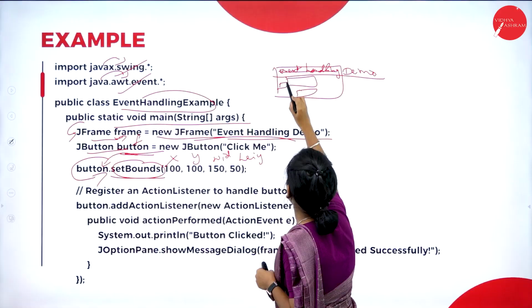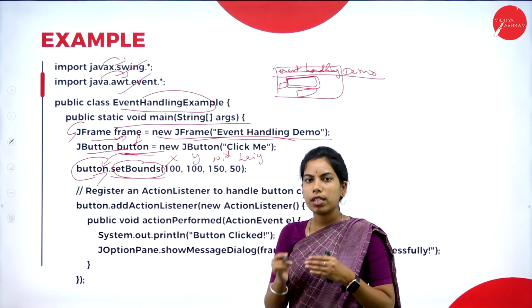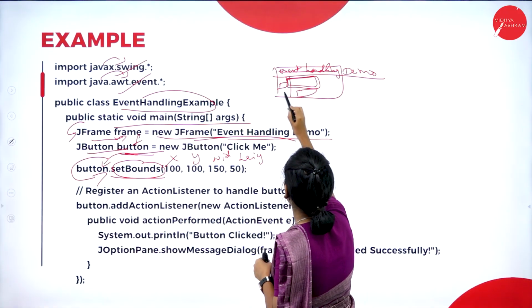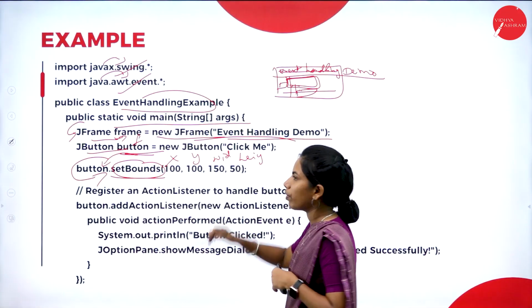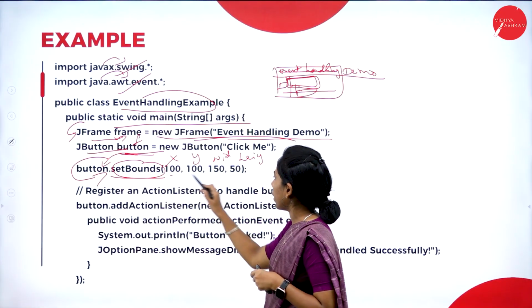Because here you can see the button is not created by itself. We have to give a set of bounds, meaning how to create it. There is an x and y axis. We have to create, in this x and y axis, how the button size will appear, right? That is how we have to pass the parameters.